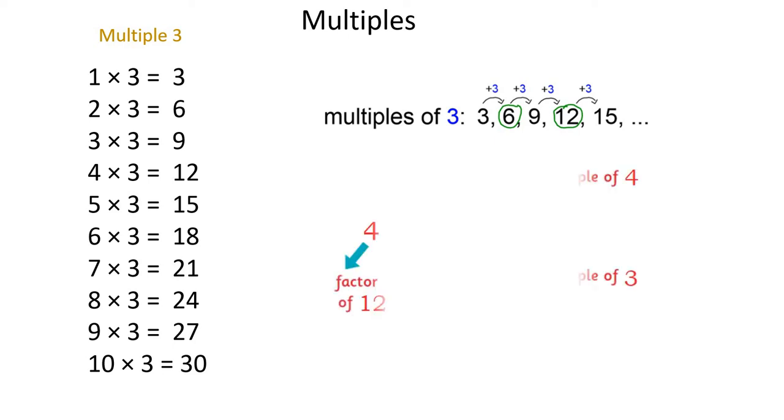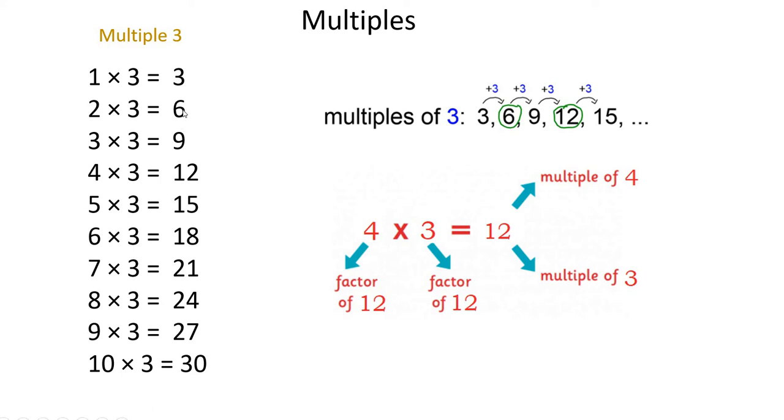Okay? Now I have here 4 times 3. These numbers are factors because I multiply them with each other to get 12, and the 12 is a multiple of them both, okay? Now look at this multiple. If I am asking you, what is the second multiple of 3? The word second multiple means second, that means 2. Second multiple of 3 means 2 times 3, so the answer is going to be 6.